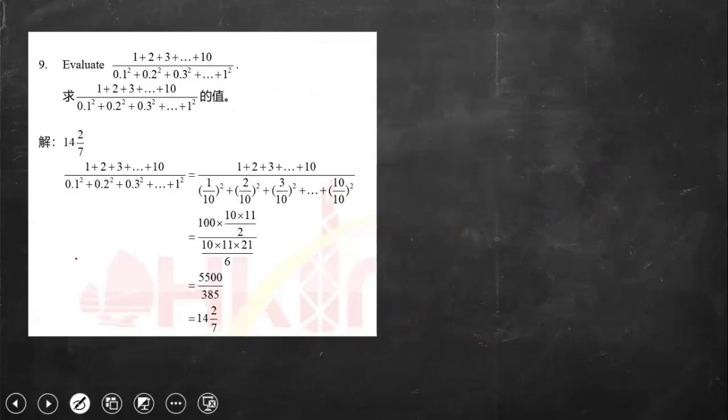Number 9. Evaluate this expression. It might look intimidating, but there are a few things you need to know in order to answer it. Know that the sum of consecutive integers beginning from 1 up to n is given by this formula. The sum of n is equal to n over 2 times the first term plus the last term. Let's keep this in mind.